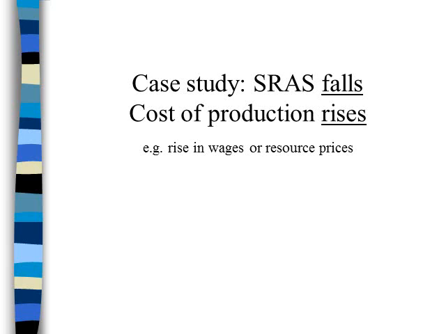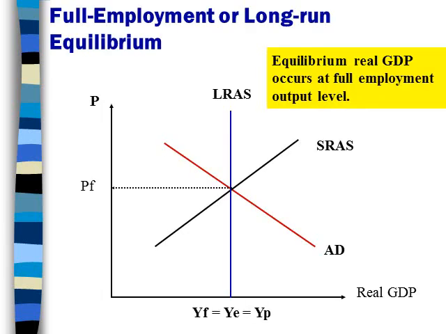Take note, the relationship between cost of production and SRAS is inverse. When it becomes more costly to produce, you can only produce less, because you can no longer afford to produce as much as before, and vice versa. So you can see these two are inversely related. Costs of production and SRAS are inversely related. So what happens when SRAS falls?